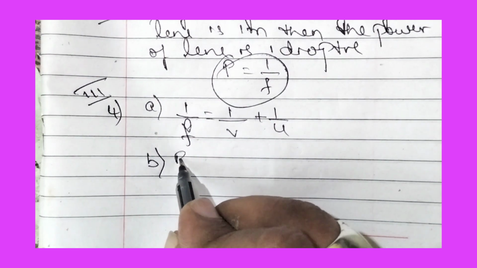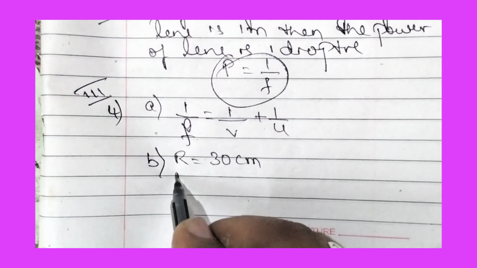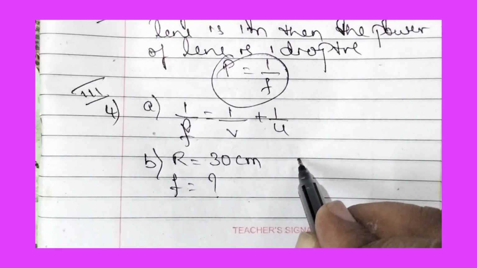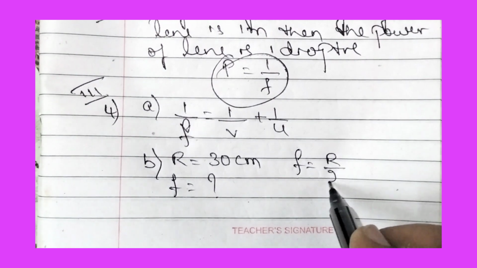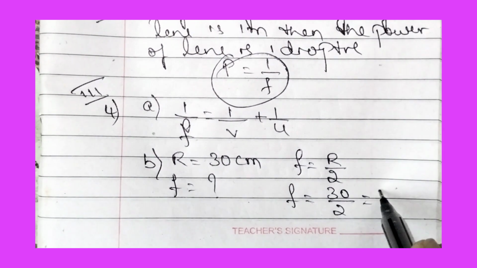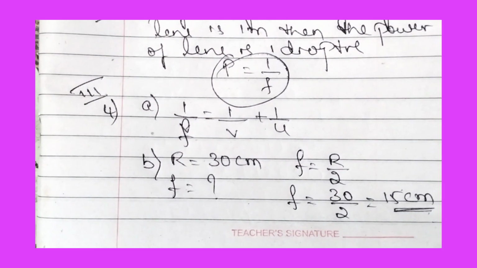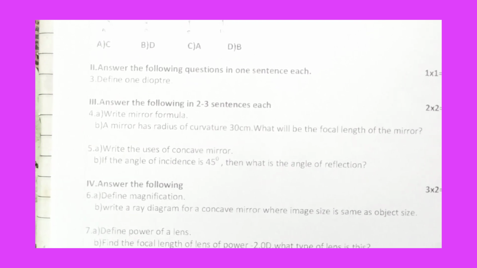In B, they have given the radius of curvature as 30 centimeter. We have to find the focal length. We know the relation between radius of curvature and focal length: focal length is half of the radius of curvature. Therefore focal length is equal to 30 divided by 2, which is 15. So focal length is 15 centimeter. Like this we have to find out. Next let us move to the fifth question.